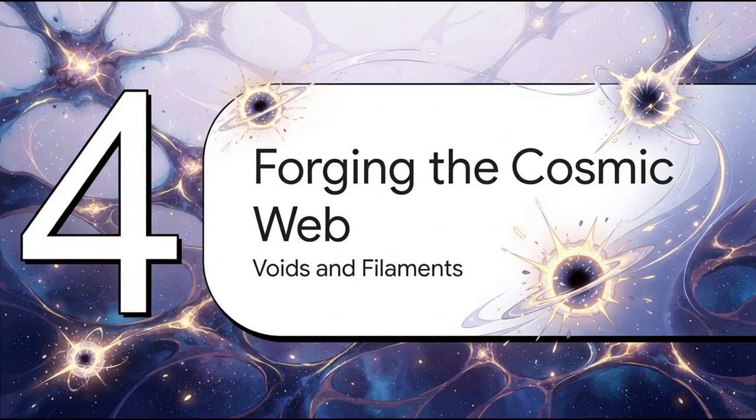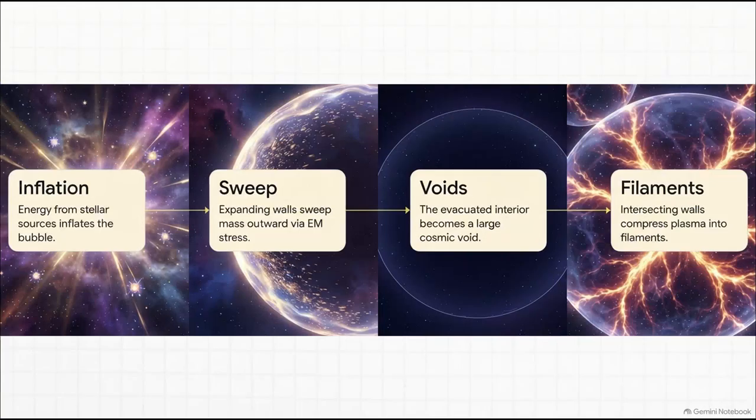On to Part 4, forging the cosmic web: voids and filaments. Let's see how this builds the universe step by step. First up, energy from stellar sources physically inflates the bubble. Second, as this bubble wall expands outward, its electromagnetic stress acts like a giant broom, literally sweeping mass along with it. Third, the area left behind is completely evacuated, becoming a massive, empty cosmic void.